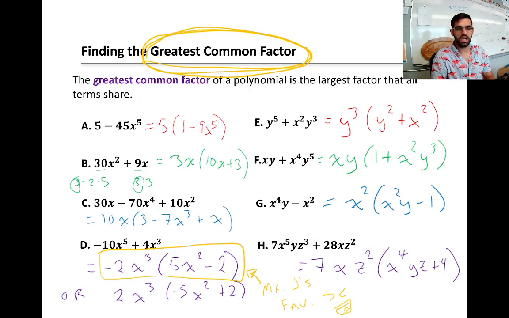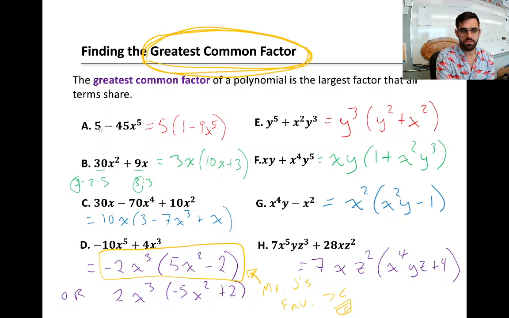So right now we're talking about polynomials and how to factor them. Our first method for factoring a polynomial is to find the greatest common factor. What we mean by that is a polynomial is made up of multiple terms that are separated by a plus or a minus sign. For example, in example A, we have a 5, a minus sign, and then 45x to the power of 5. So there are two terms here separated by the minus sign.